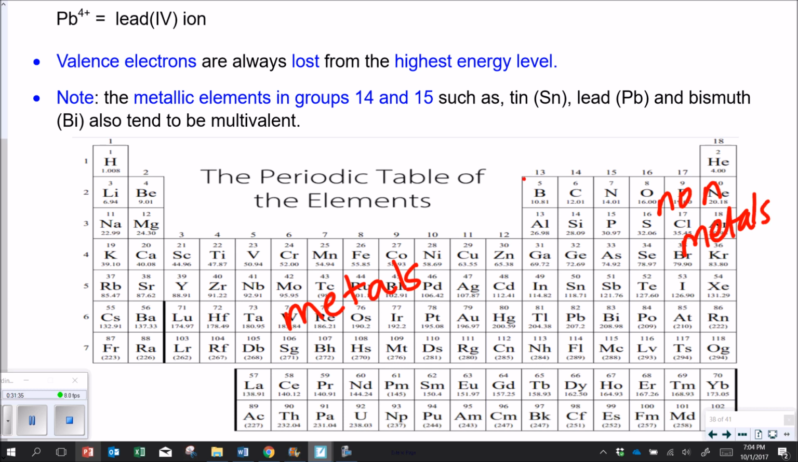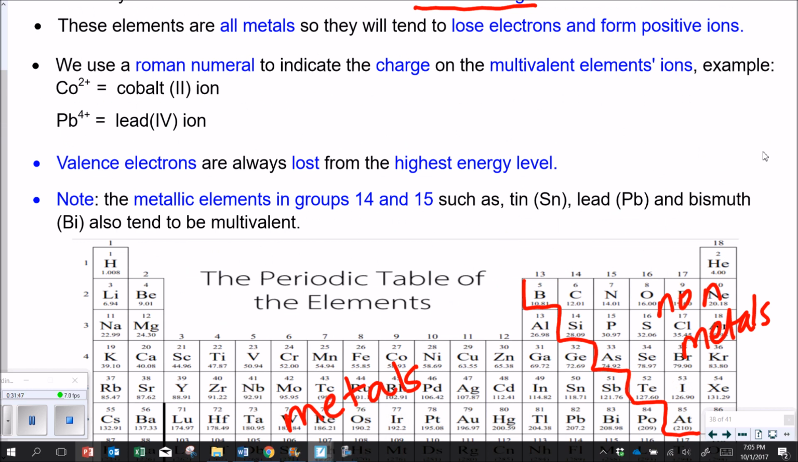There is an imaginary crossing line here which separates your metals and non-metals, and we'll learn more about this in the next unit. We use a Roman numeral to indicate the charge on the multivalent elements' ions. So for example, cobalt with a charge of +2 is a cobalt 2 ion. Cobalt can also exist as Co+, which means it would have been cobalt with Roman numeral 1 ion.